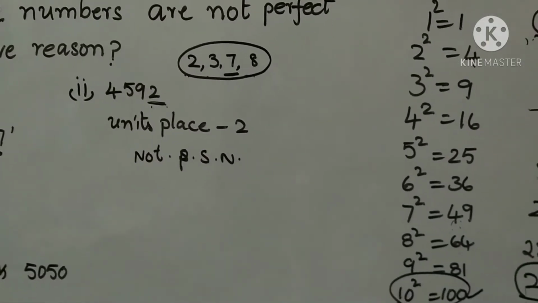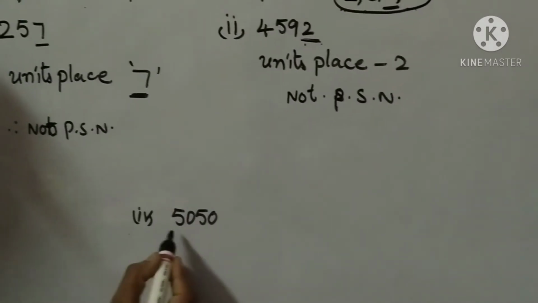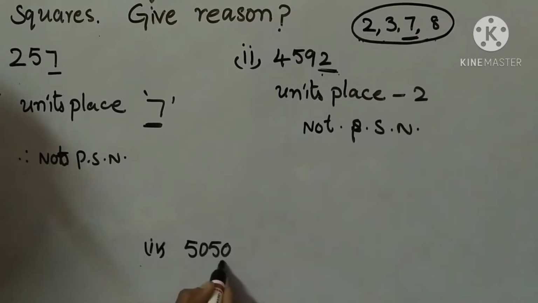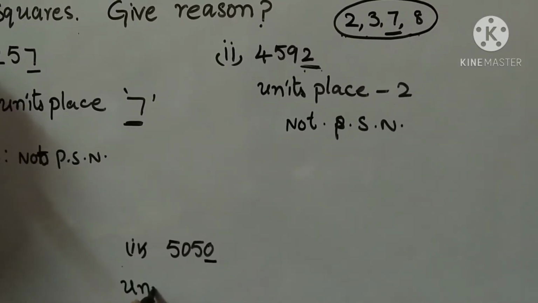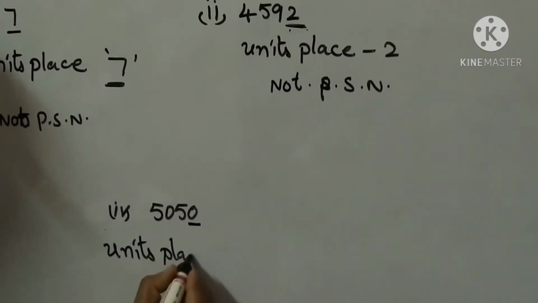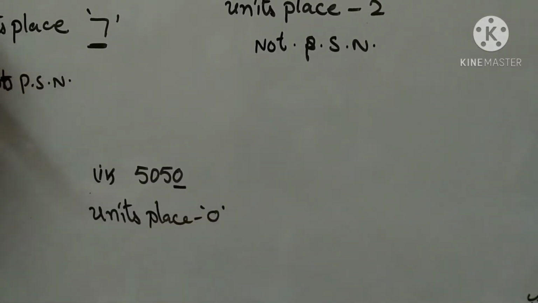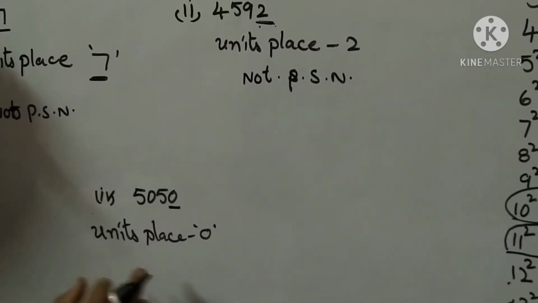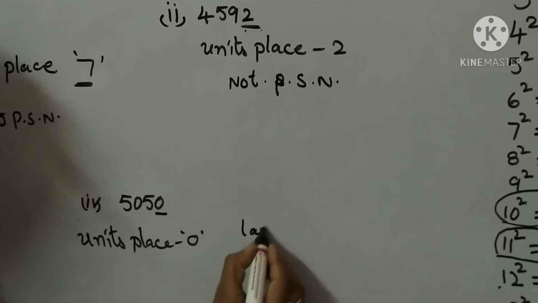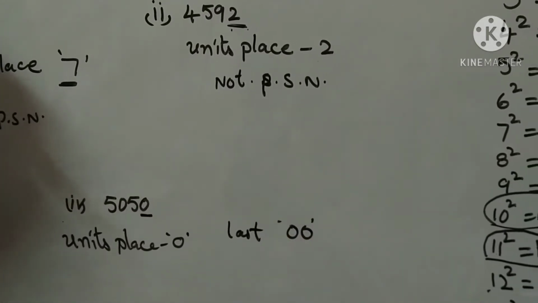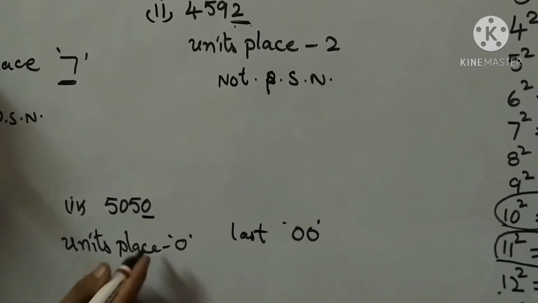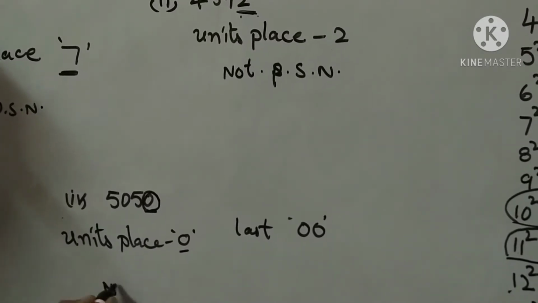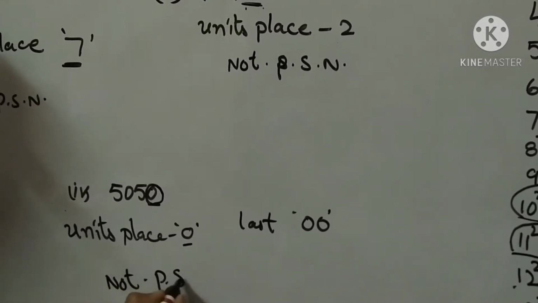Okay children. So here the fourth problem, 5050. 5050: ones, tens, hundreds, thousands. So here the units place is 0. We compare the last 2 digits. If the last 2 digits are zeros, that is a perfect square number. But here only the units place is 0, so it is not a perfect square number.